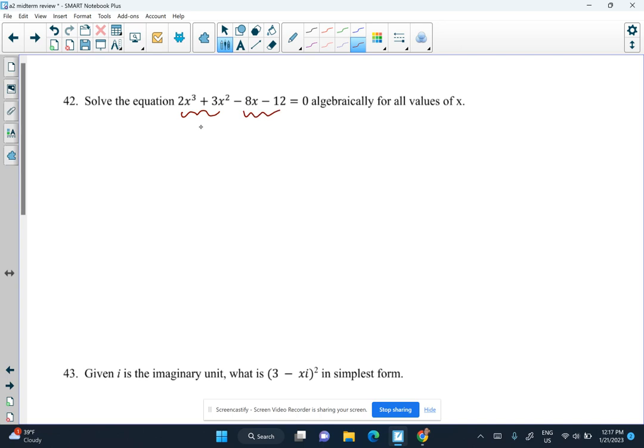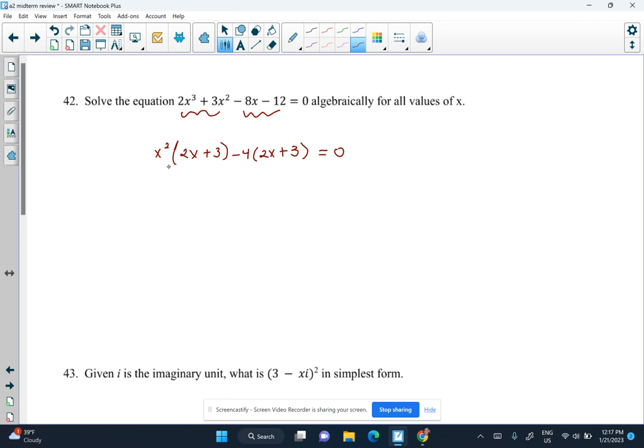I look at the GCF for the first group, and I notice that I have x squared in common to both terms. 2x cubed divided by x squared is 2x. 3x squared divided by x squared is positive 3. I look at the second pair, and I notice that there's a negative sign in common to both, as well as 4. So I'm going to factor out a negative 4. Negative 8x divided by negative 4 is positive 2x. Negative 12 divided by negative 4 is positive 3.